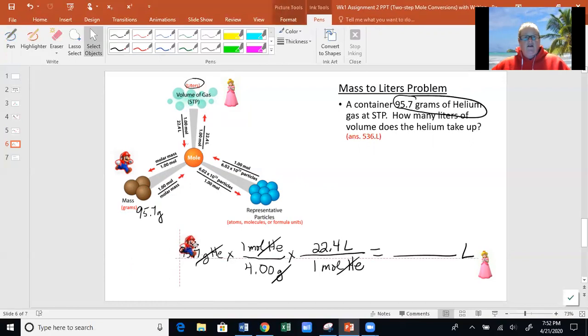So as Mario follows his pathway through the Super Mario method, we have 95.7 divided by 4 times 22.4. Now, every single one of these two-step problems is going to start with a number, divide by something, and multiply something. That's the pattern. So it's just the way that it is.